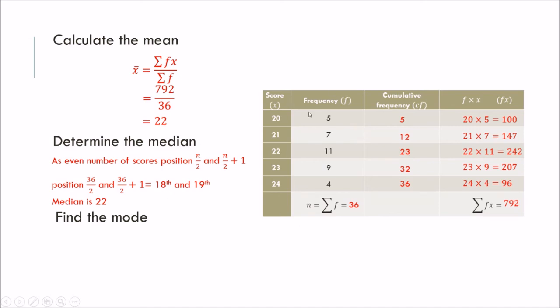Our mode, we're looking at our frequency column and we're trying to find the frequency that is the highest, which is this 11. So our mode is 22.